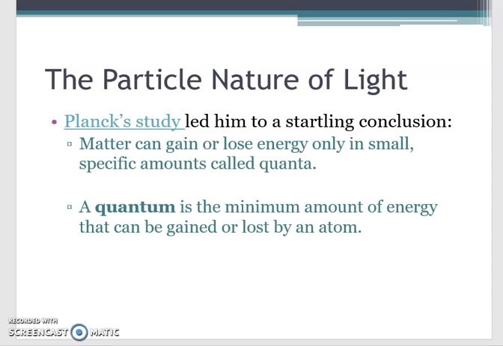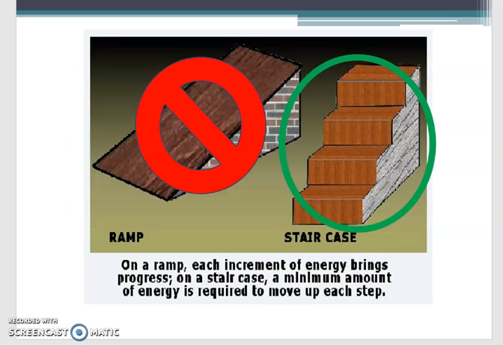When we look at Planck's study, if you watch the video that I have linked for this, I think that's really helpful. It shows how Planck came to the conclusion that energy was released in what's called a quanta. And so matter can gain or lose energy in small specific amounts called a quanta. The quantum is the minimum amount gained or lost, and this is really the basis for what will then be quantum mechanics. You can think of this like looking at a ramp, which would not be an example of a quanta, versus a staircase.